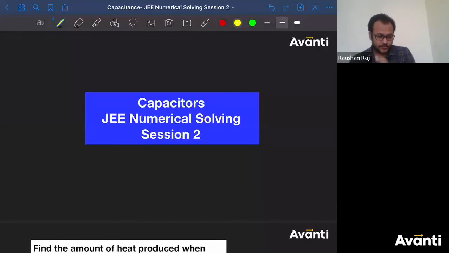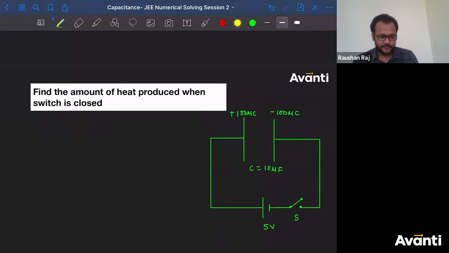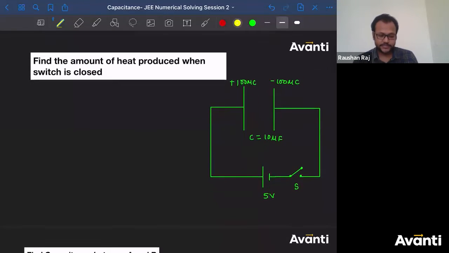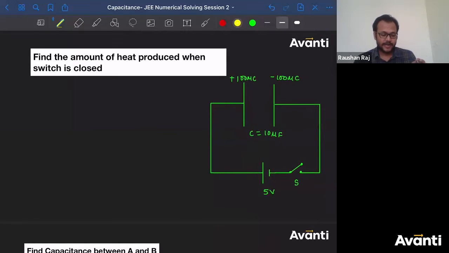Chalo bachcha log. As you all know, today we are going to solve some numericals related to GE. This is numerical solving session 2 for capacitors. We have already done one of the classes last class. Chalo, let us start with the first question of today's class.